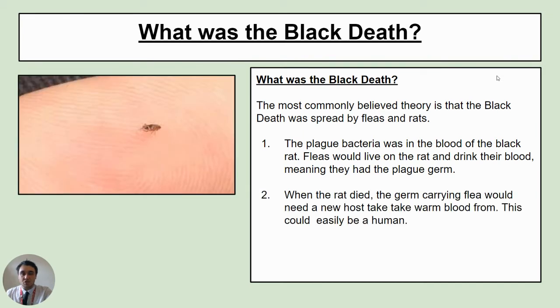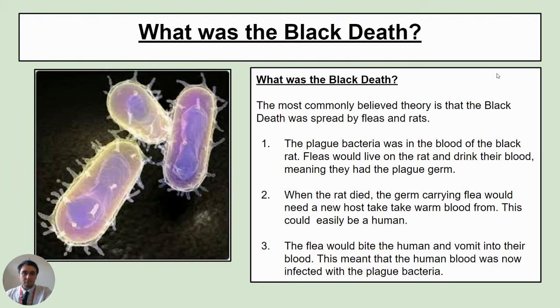And so the next stage was the rat would eventually die, and that meant that the flea, now with that plague germ, would need a new host to take warm blood from. And that could be any warm-blooded mammal, but often, as you can imagine, it would be a human. So the flea would jump up onto the human, it would sense the warmth. The flea would bite into the human to take the blood, and when it does that, the flea would vomit into the human's blood. As soon as they do that, the human blood is now infected with the plague bacteria, and that can start to circulate around the body.